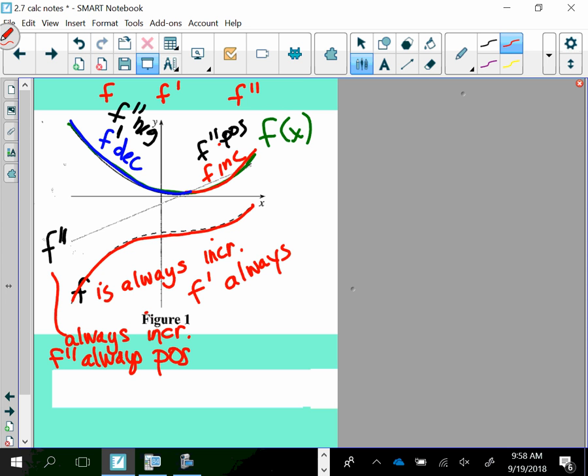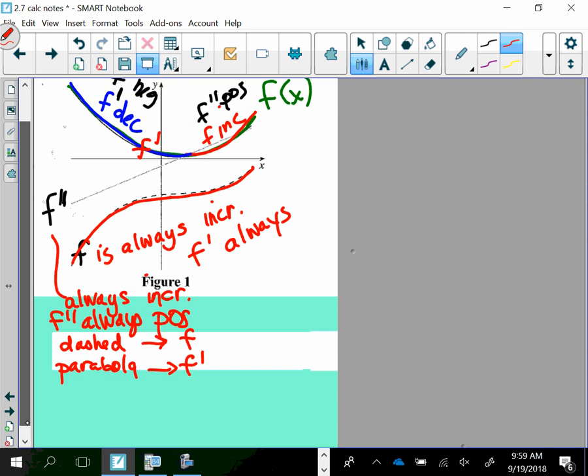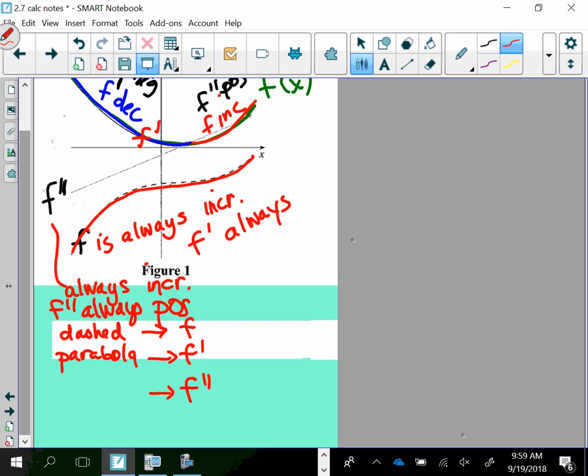Okay. So this is F. This is F prime. We already checked that this line is the derivative of this, right? Okay, so we're good. So just to be clear, the dashed one is F. Which one's F prime? And then F double prime was the line.